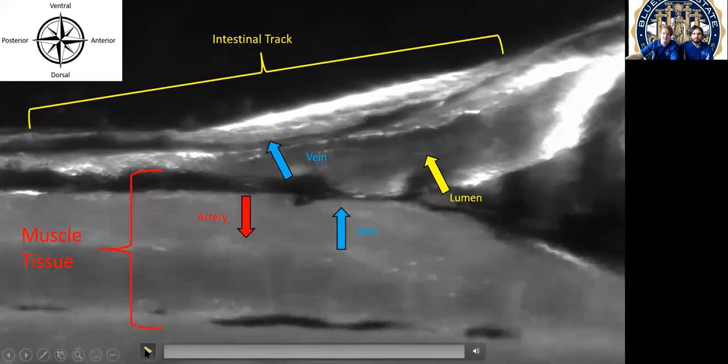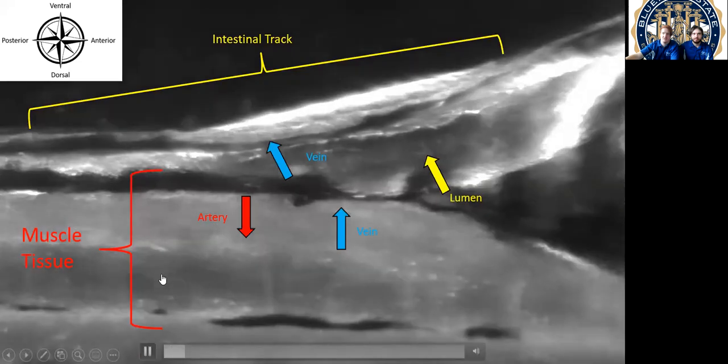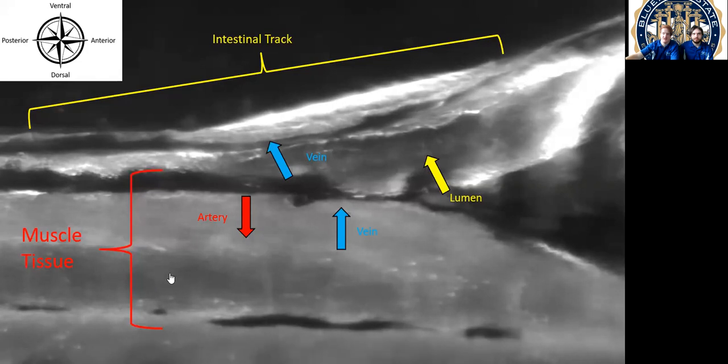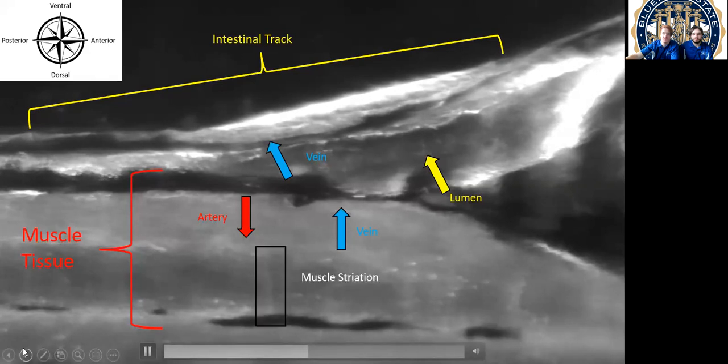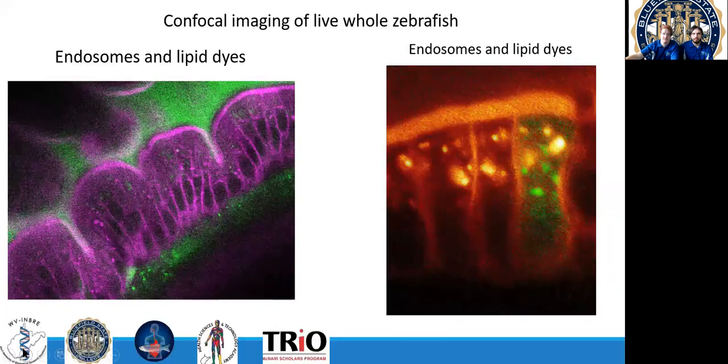This is a close-up movie of the larvae's blood vessels, muscle tissue, and intestinal tract. Note the direction of the blood determining between the arteries and the veins. In the muscle tissue, we can see striations here. And this is the lumen where the food is stored. It contains enterocytes, and the enterocytes digest lipid droplets.